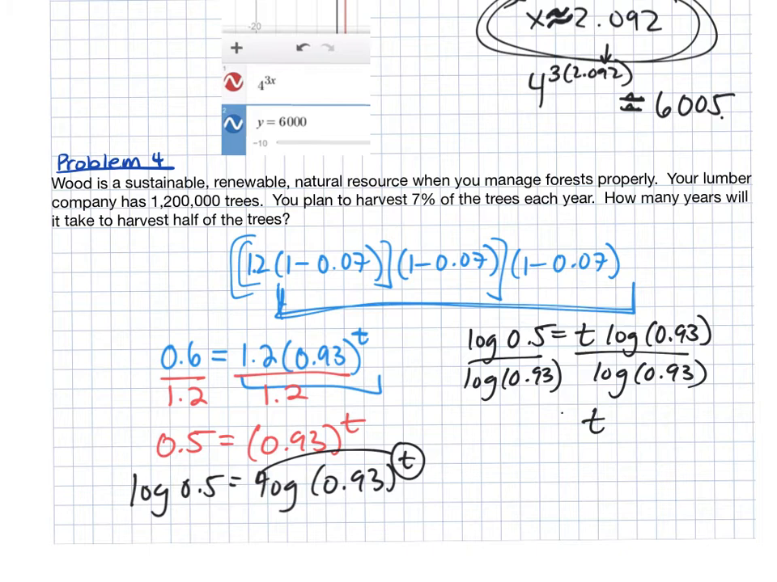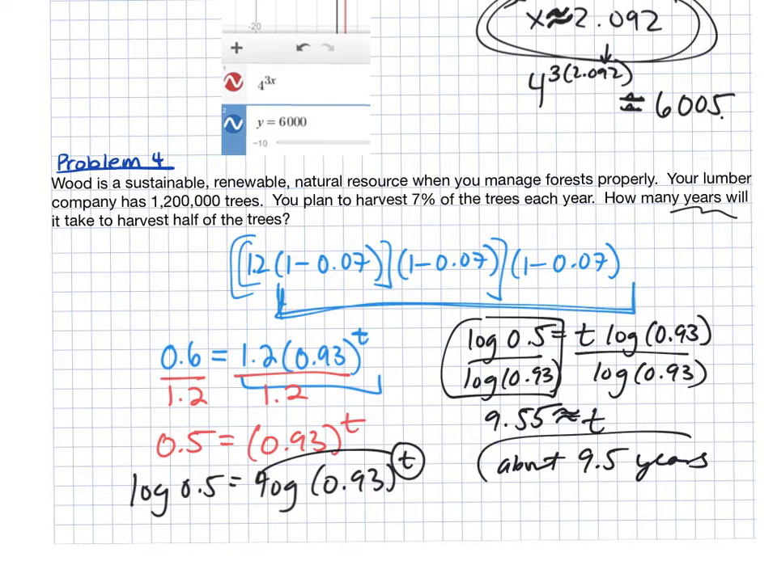And then t equals, then we can put this in our calculator. Right, we're looking for how many years, so t is going to be in years. Log 0.5 divided by log 0.93. This is about 9.55. And so how many years will it take? About 9.5 years. Don't have to be exact.